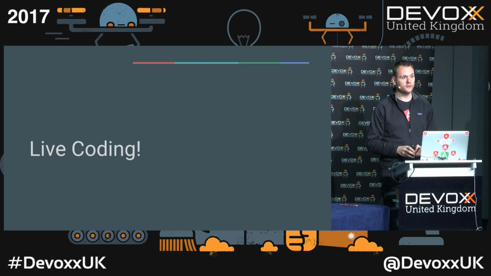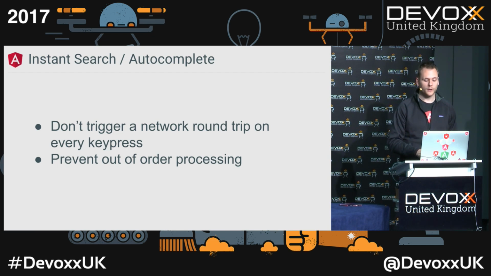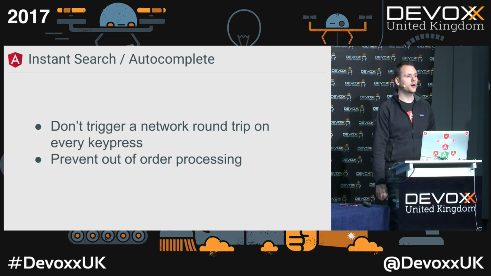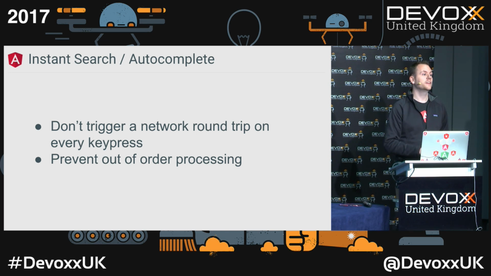All right, so I'm going to jump into some live coding here. So what are we going to do? We're going to do the traditional instant search or autocomplete. I'm going to build a basic application from scratch where I'm going to type something at the top of the screen. And in this case, we're going to do a search of GitHub repositories using their GitHub API.